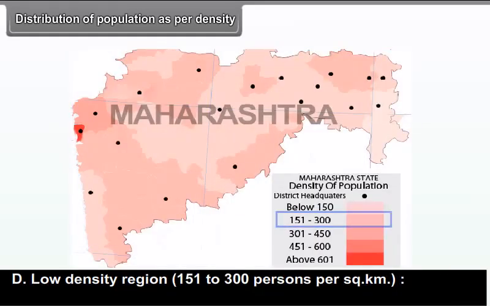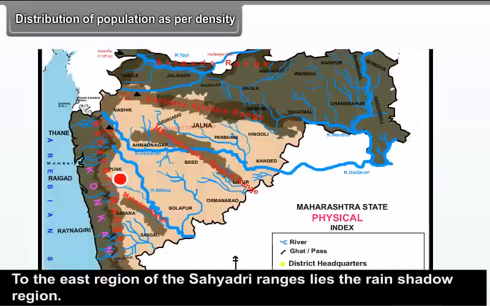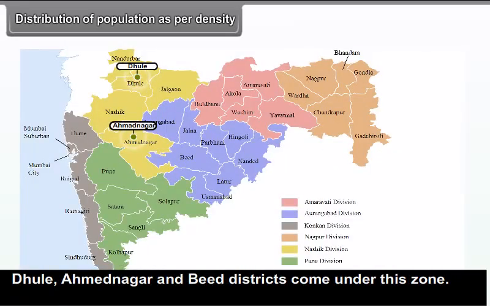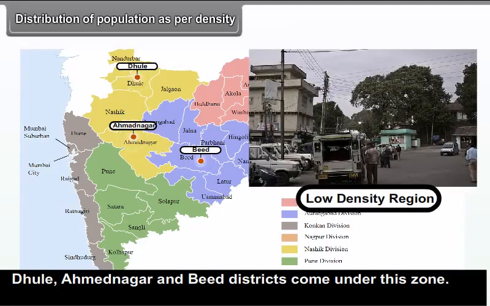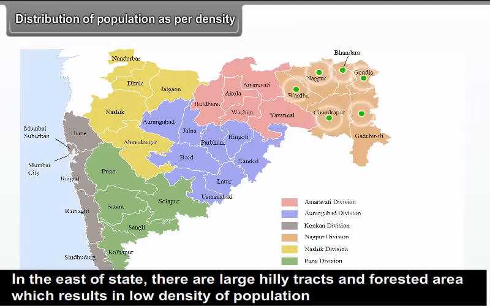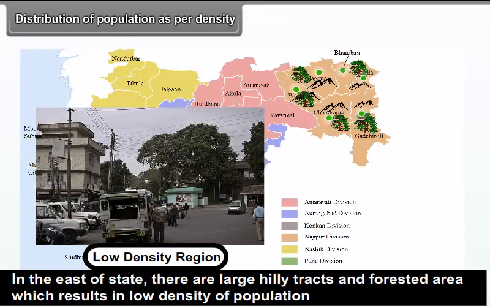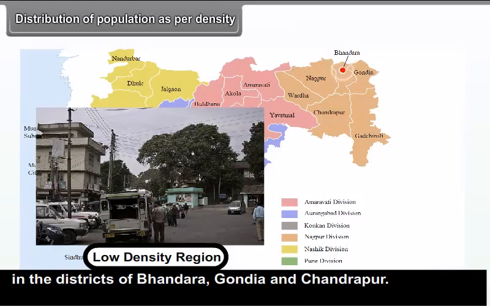D. Low density region, 151 to 300 persons per square kilometer. To the east of the Sahyadri ranges lies the rain shadow region. Dhule, Ahmednagar and Beed districts come under this zone. In the east of the state, there are large hilly tracts and forested area, which results in low density of population in the districts of Bhandara, Gondia and Chandrapur.